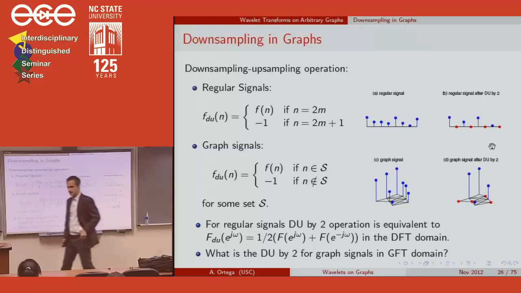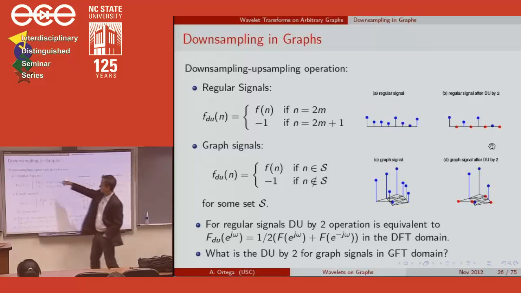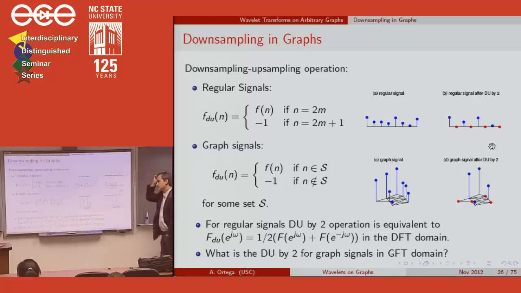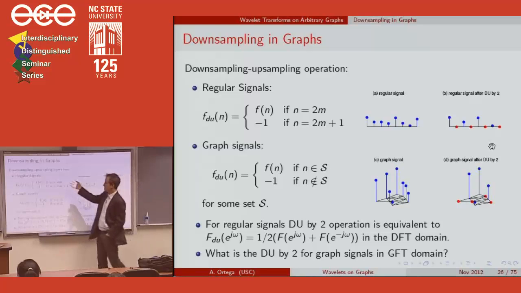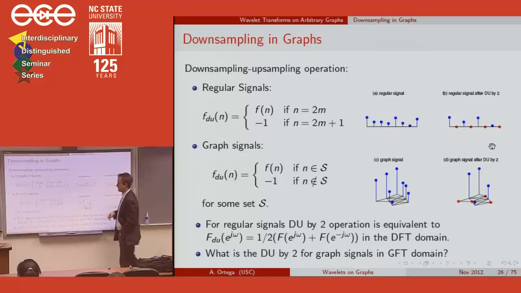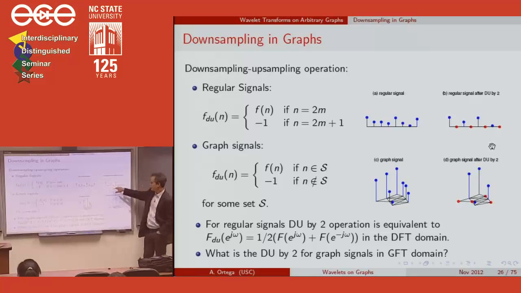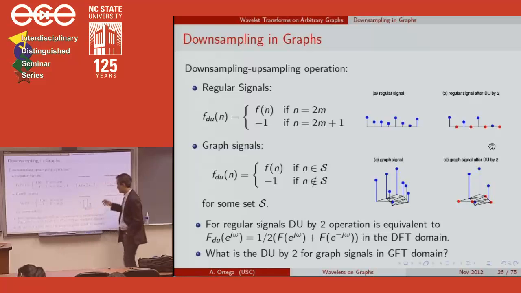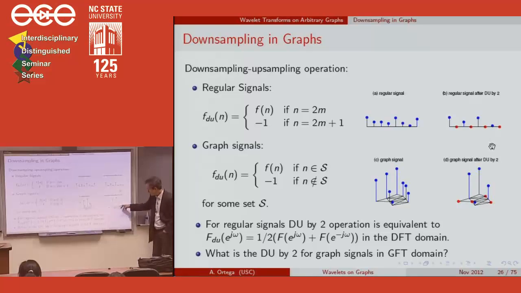Okay, now let's talk about downsampling, and we'll come back to the filtering operation. So we're going to focus on downsampling and upsampling operations. If you've looked at your signal processing course, downsampling followed by upsampling is essentially you take a regular signal and then every other sample is replaced by 0. And what you're doing in the graph case is exactly the same thing. So we have a graph with a signal, and some of the samples are set to 0, the others are the same. This would be the downsampling-upsampling operation.